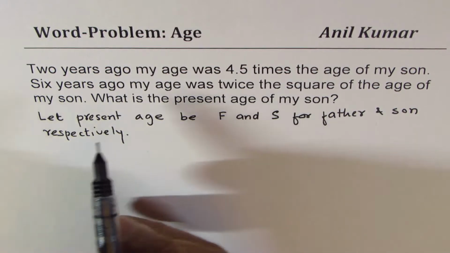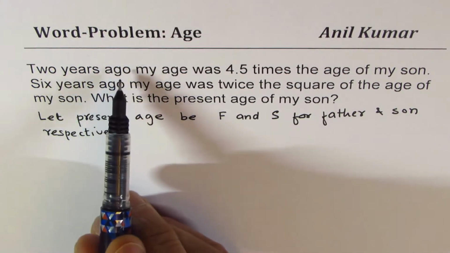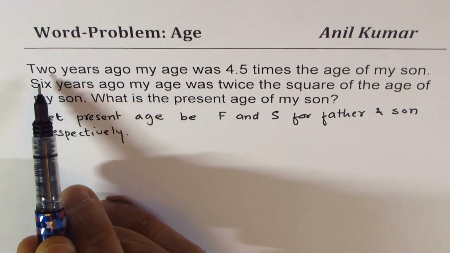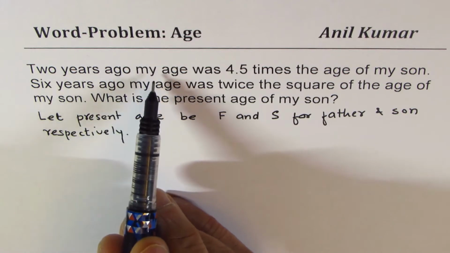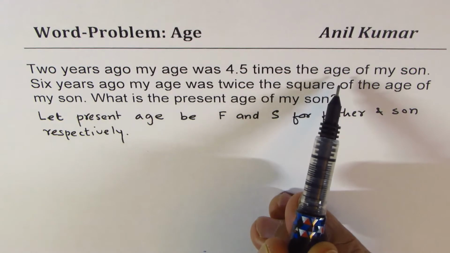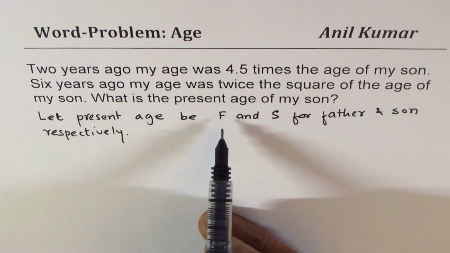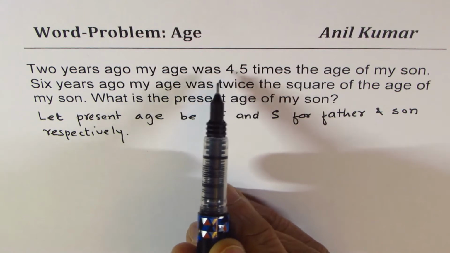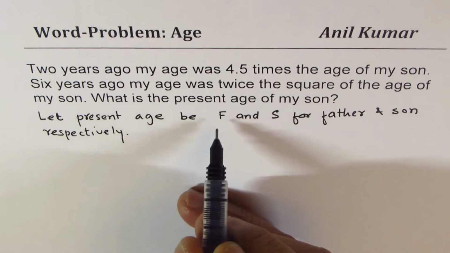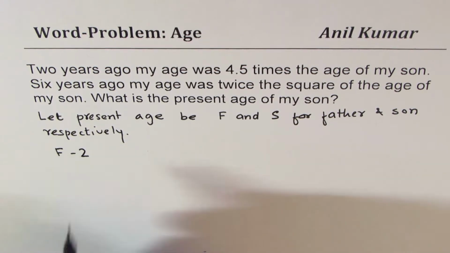Now let's read the sentence. 2 years ago. So when I say 2 years ago, then the age will be 2 less than present age, correct? So 2 years ago, my age was 4.5 times the age of my son, right? So I'm father here. So 2 years ago, age of father will be F minus 2, correct?